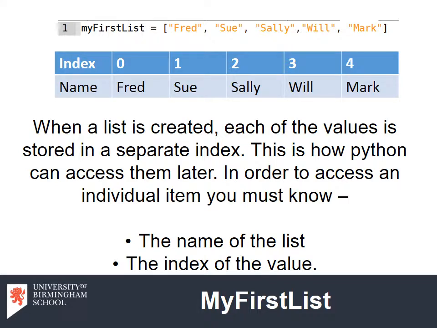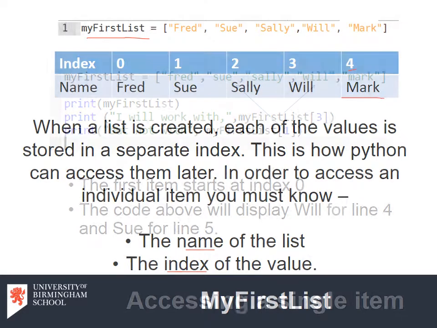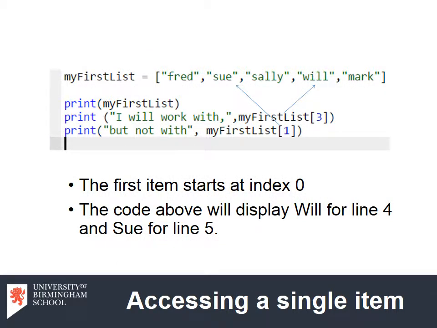Just looking at that in a little bit more detail, you can see here each element of my list has an index. These are automatically assigned, so we don't have to manually say that's position 0 or anything like that. In order to access a single item in the list, you must know the name of the list and its index. If I wanted to get Mark out, for example, I need to know the name of my list, which is my first list, and I also need to know it's at position 4, and then I can access it. As I said before, this is how it worked. You can see my first list 1 links back to Sue, my first list 3 links back to Will.